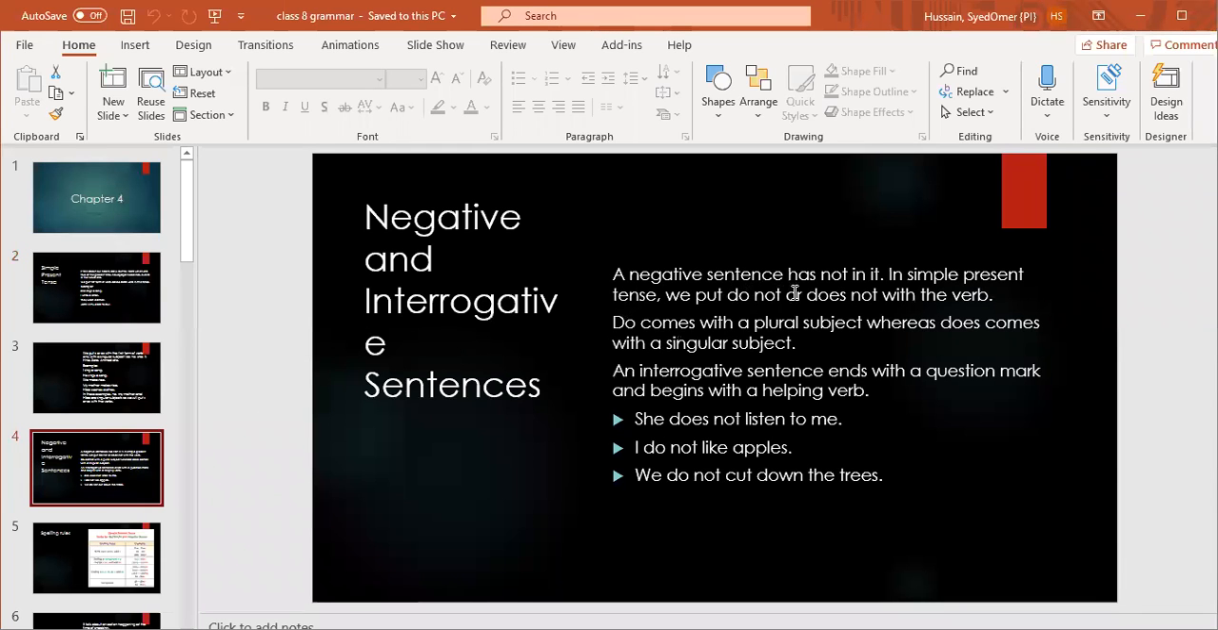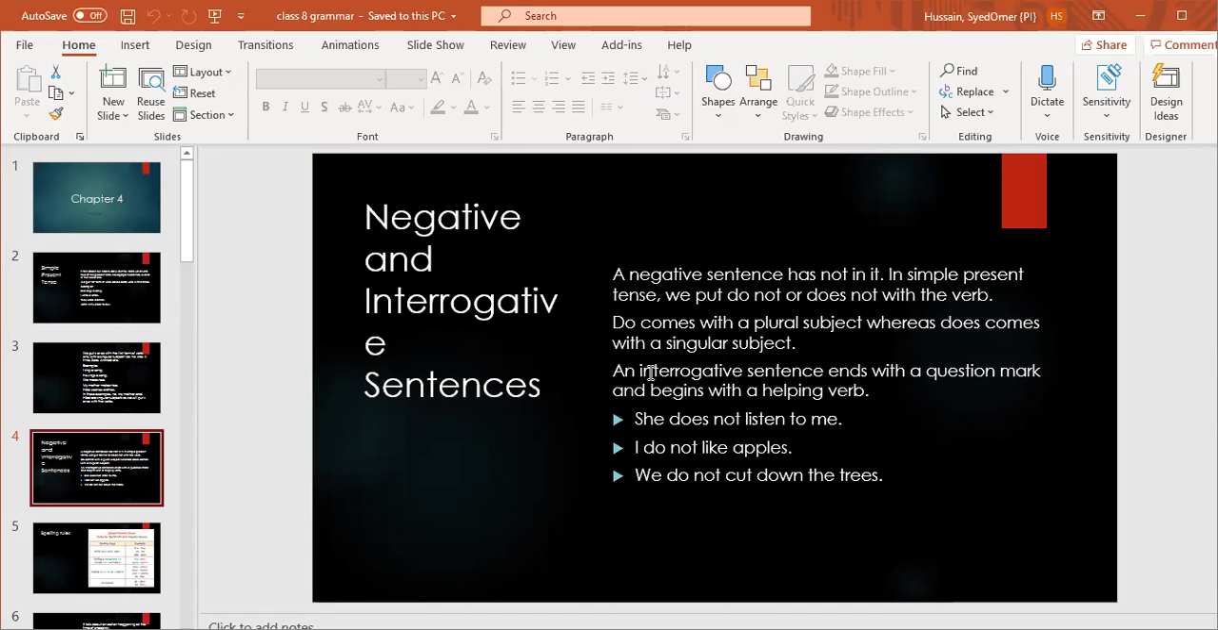So a negative sentence has "not" in it. Obviously it is negative. I do my work, I do not do my work. She comes here, she does not come here. So "do" comes with the plural subject and "does" comes with the singular subject.